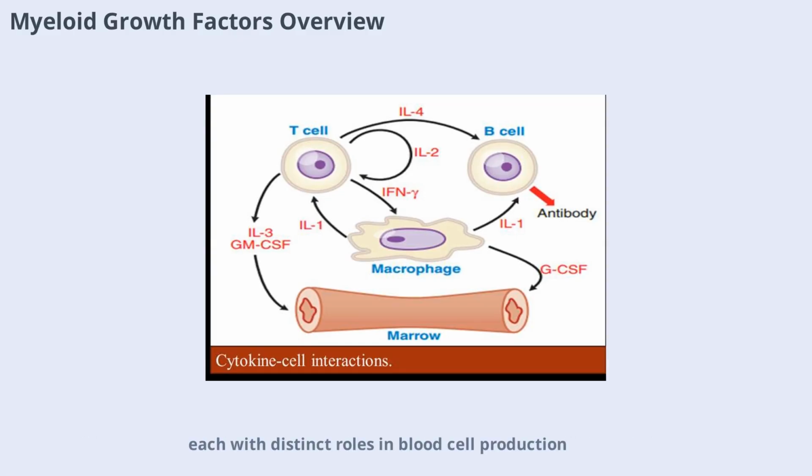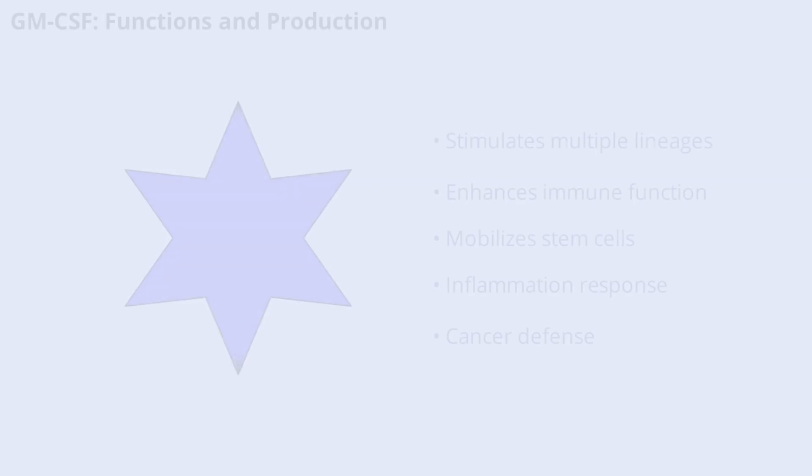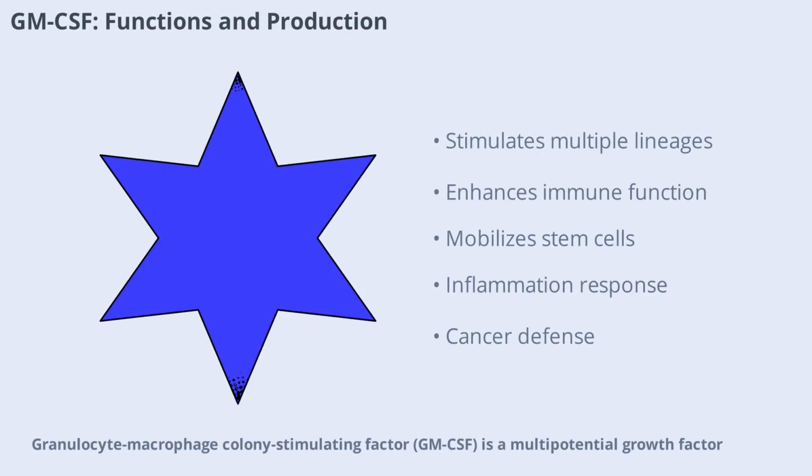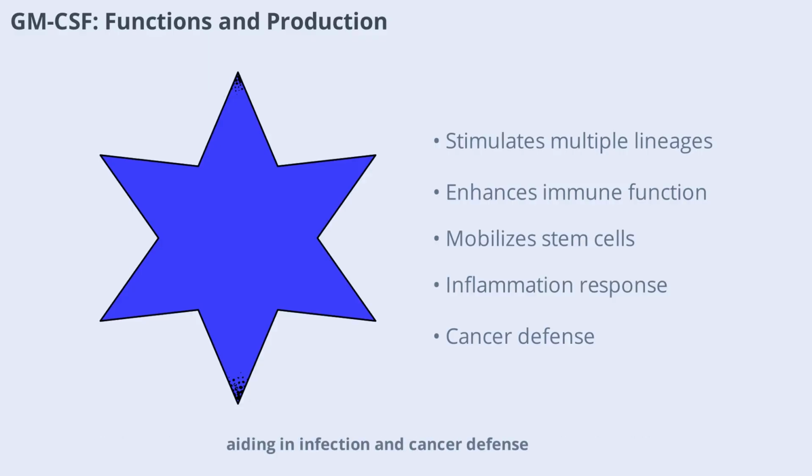Each with distinct roles in blood cell production. Granulocyte macrophage colony stimulating factor, GM-CSF, is a multipotential growth factor that stimulates the proliferation and differentiation of several progenitor cells, including those for granulocytes and macrophages. It also enhances the function of neutrophils, monocytes, and eosinophils, aiding in infection and cancer defense. GM-CSF mobilizes hematopoietic stem cells from the bone marrow to the periphery, especially during inflammation or allergic responses.